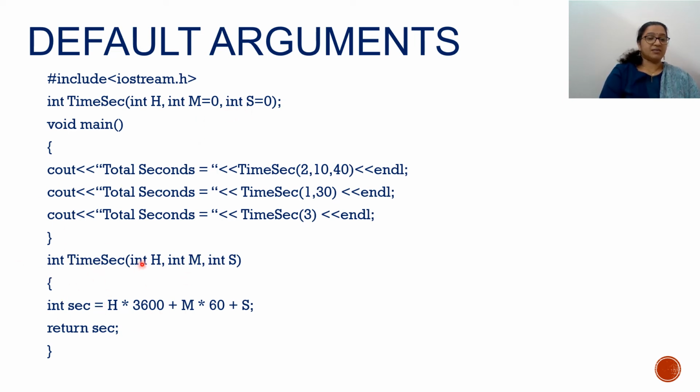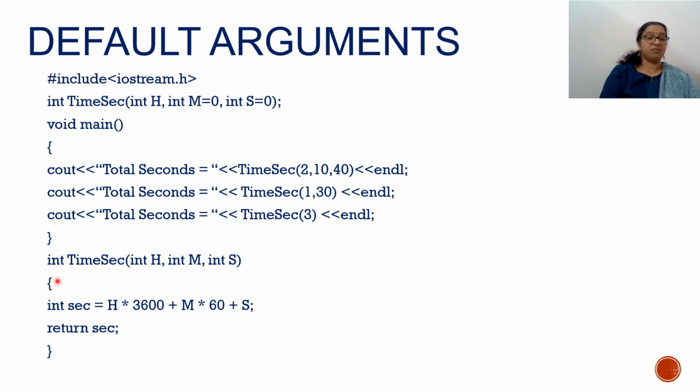int timeSecond, the header is: int h, int m, int s. There is no initial value here because we already set it in the function prototype. So if you are using a function declaration, set the default arguments at the declaration itself. That time, no need to specify them again in the definition. Clear? So we can define the function and use those values. second = hour into 3600 plus m into 60 plus s, then return second.